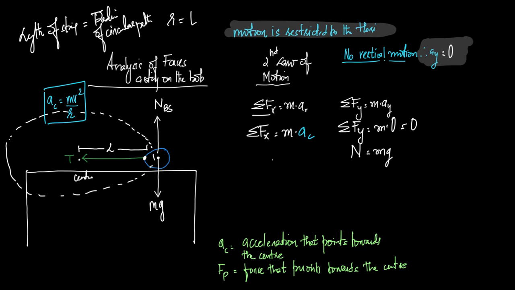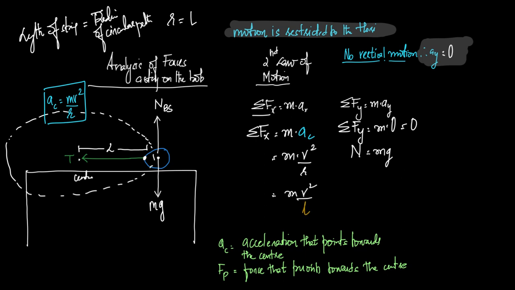Now, what is the value of ac? We know ac is mv square upon r. We just said that r is basically equal to L, because the length of the string is the radius of the circular path. Therefore, mv square by r will now be replaced by mv square by L.